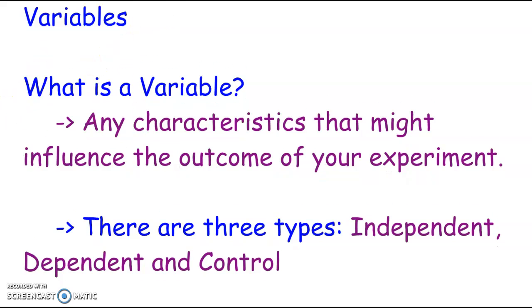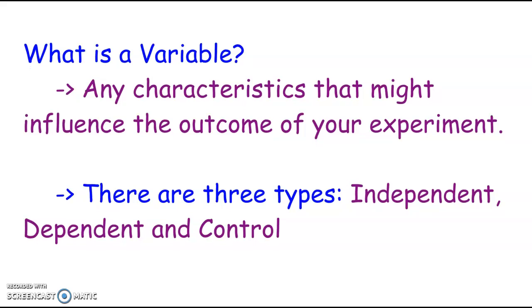So there are three main types. We have independent, we have dependent, and we have control. So there's three different types of variables that you're going to come across. So we're going to talk about each of these. Then we'll look at an example of identifying them, and then I'm going to have you try two different scenarios.